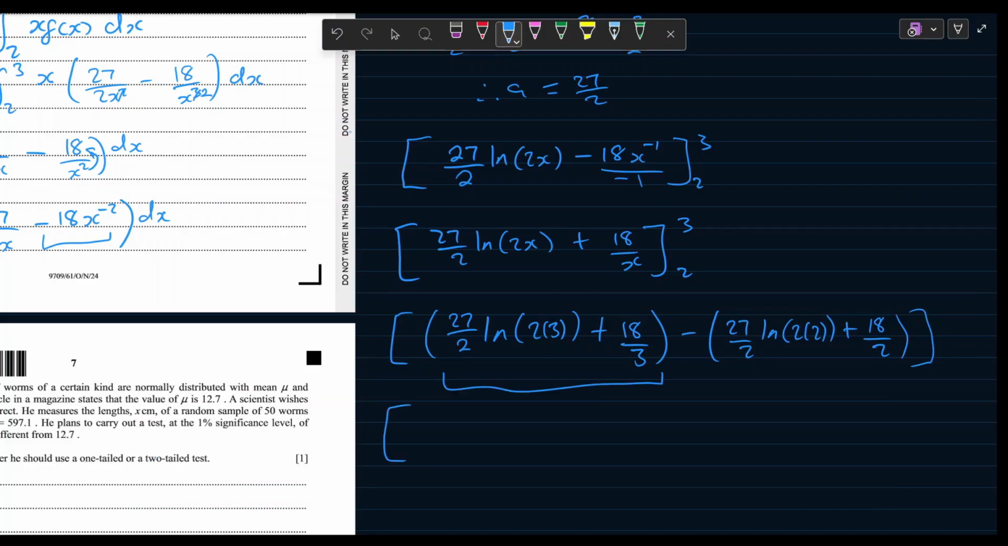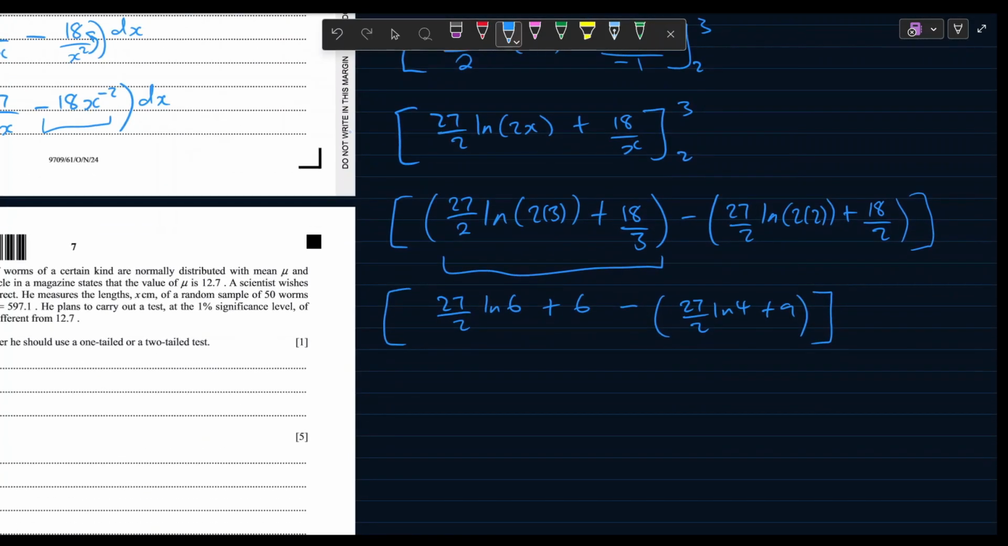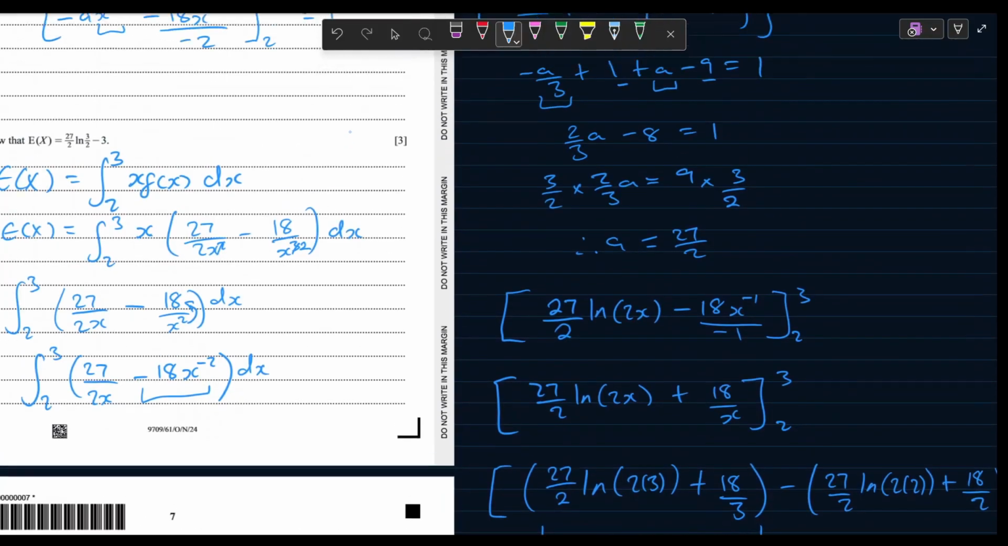So that's going to be 27 over 2 ln 6 plus 18 over 3, that's 6, minus 27 over 2 ln 4 plus 18 over 2, which is 9. All right, so that's 27 over 2 ln 6 minus 27 over 2 ln 4 plus 6 minus 9. All right, what are we trying to get to?